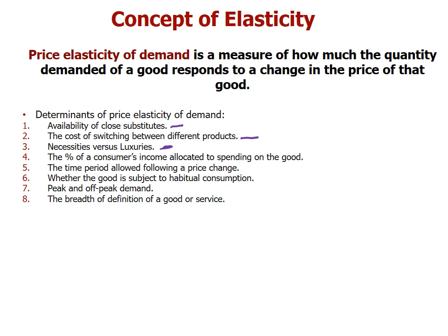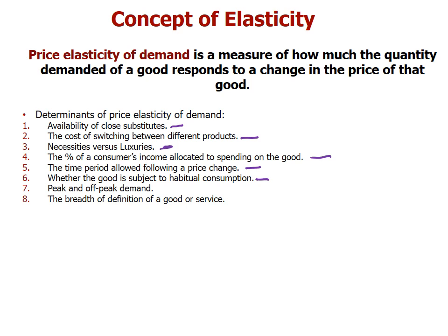Percentage of your income allocated to spending. Remember what we said about income elasticity. If you use a large proportion of your income on that product, if the price goes up, you will be sensitive to that. Time period allowed following a change in price. If the time period is longer, of course, you have more time to make up your mind, more time to shop around and look for a better deal, and you might have a higher price elasticity. Whether the good is subject to habitual consumption, if it's an addictive good, or a good you use every day, your price elasticity of demand might be lower because you use it every day.